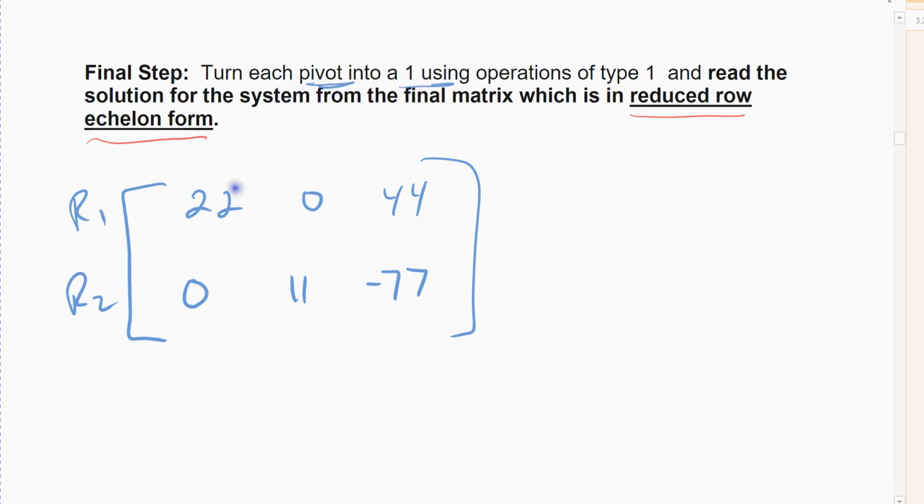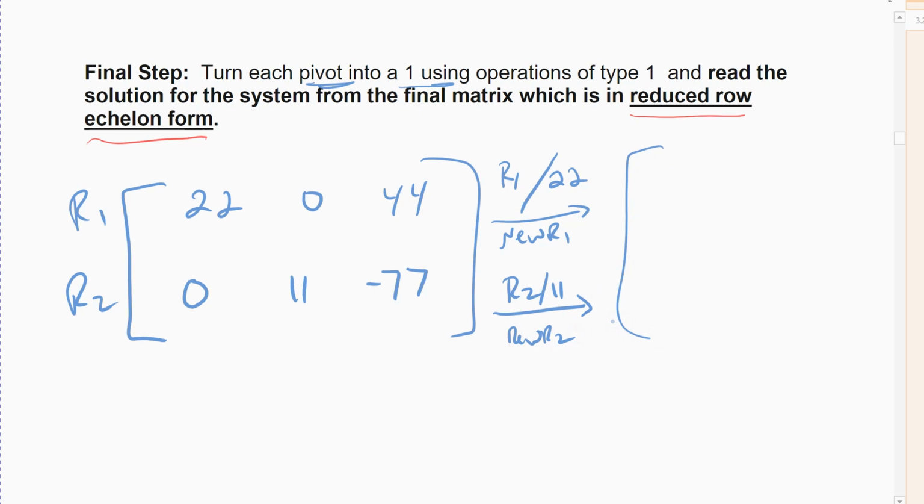Instead of 22x, I want a 1x. Instead of 11y, I want a 1y. And so what you do is divide each row by whatever will give me a 1 in the spot that I want. In the first row, I need to divide by 22. So I take all of row 1 and divide by 22. That'll give me a new row 1. And then do the same thing for row 2. I'm going to take row 2 divided by the 11. I want to get rid of the 11, divide it out and make it 1. And so then I'll get a new row 2.